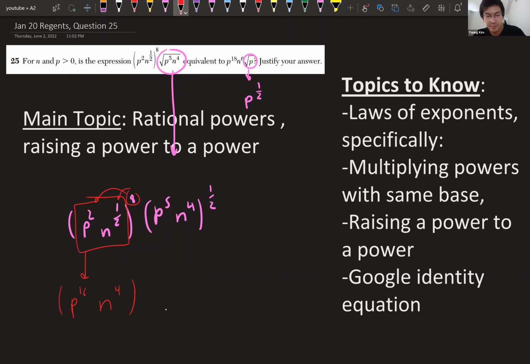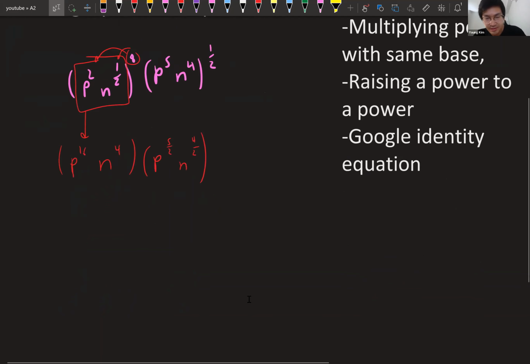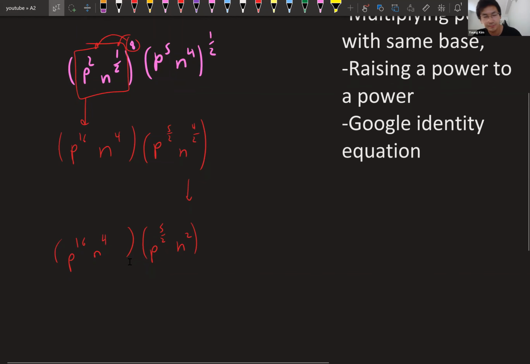Okay, so you have this in parentheses here, and then same thing here, you distribute the half in here, p to the 5 halves, and then n to the 4 halves. Okay, this is the same as saying 4 over 2, which is n squared. So you have p to the 5 halves times p^16 n^4. You can drop these parentheses, right? Because of the associative property of multiplication, you can group them however you want, right? So let me drop these and just know that these are all times anyway.